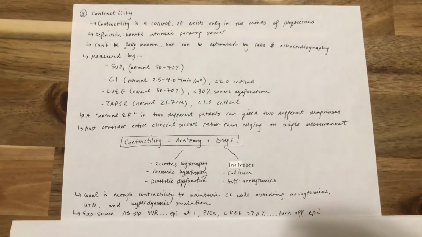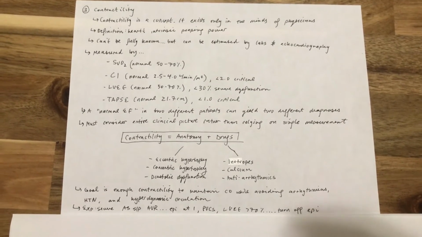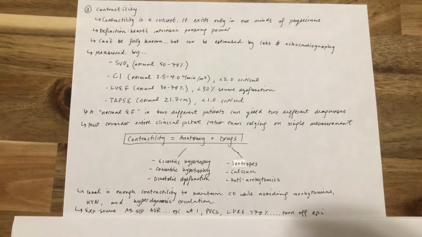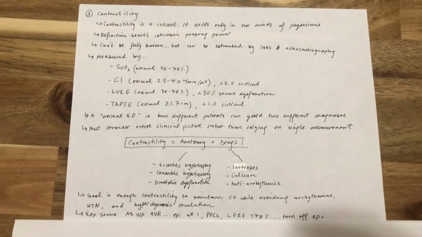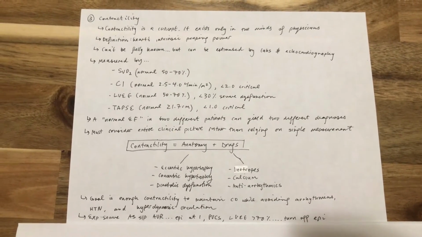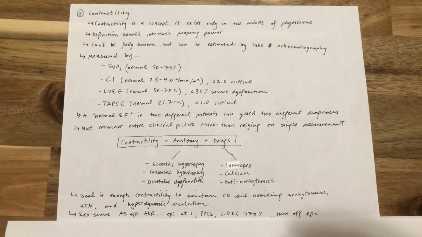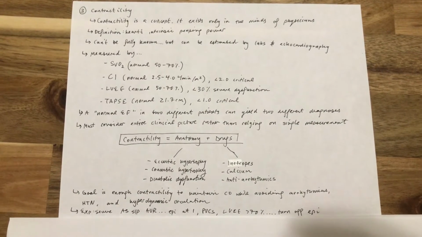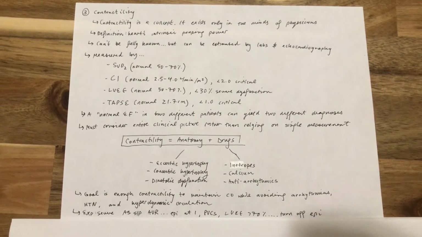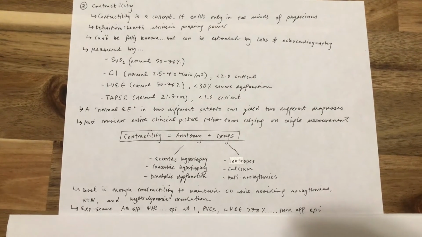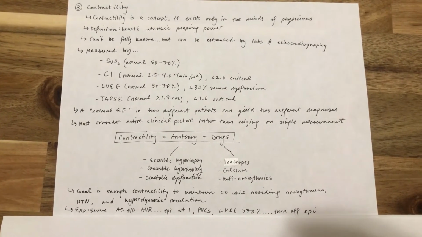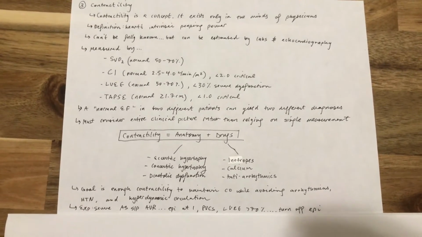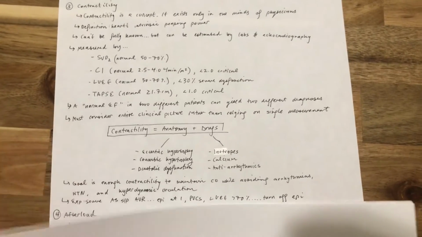So the goal of this obviously is to have enough contractility to maintain cardiac output while avoiding arrhythmias, hypertension, and hyperdynamic circulation. All of those things are harmful both to the heart and to the rest of the body. So a quick example of this is that we'll have that same AVR patient. Let's say their conduction system is fixed, they're on epi at 1, now they're having PVCs, their EF is greater than 70%, but we're going to assume they have a hyperdynamic circulation, and we could turn off the epinephrine drip.